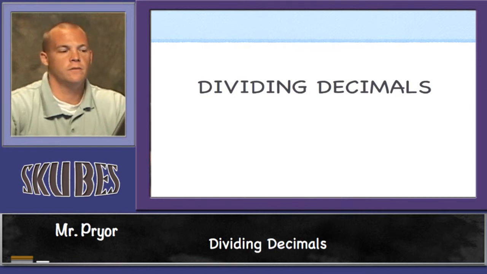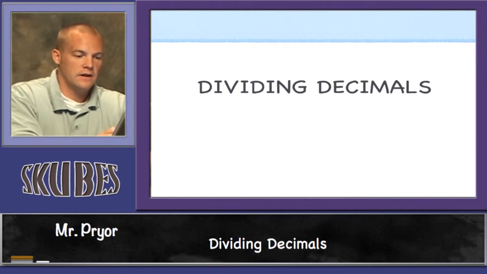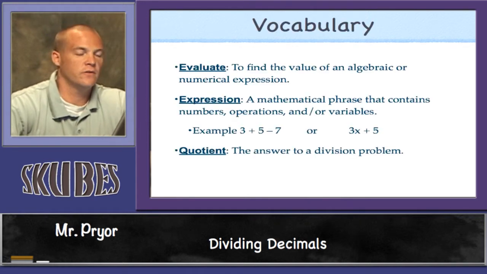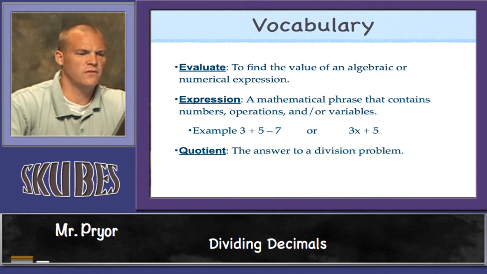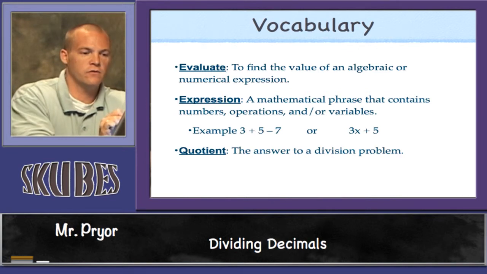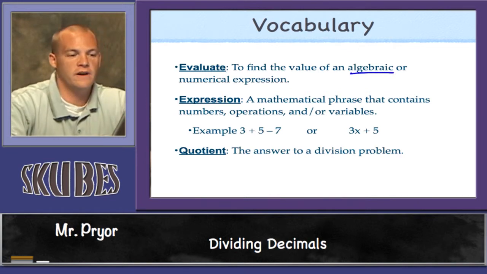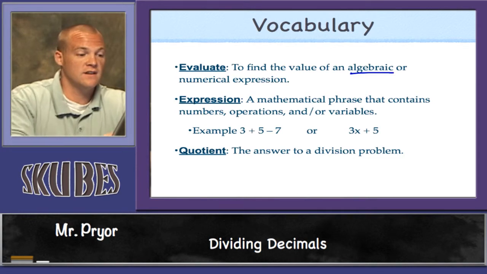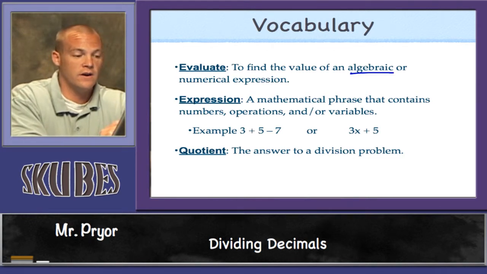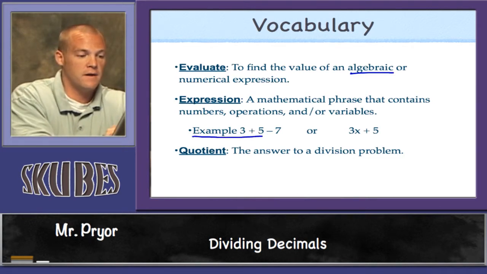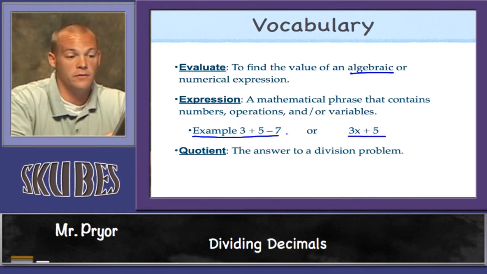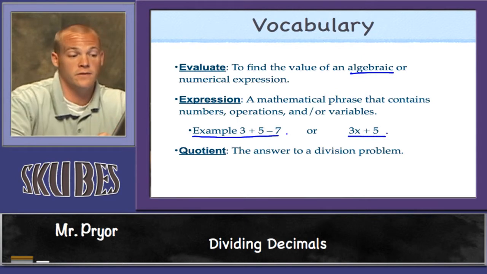I'm going to be talking to you about dividing decimals, and a couple of key things we need to know about that are just some terms like evaluate, which is simply to find the value of an algebraic or numerical expression. Algebraic, just including variables; numeric, just including numbers only. An expression, a mathematical phrase that contains numbers, operations, and or variables. And you can see some examples here at the bottom of some expressions. As you can see, some have no variables in them and some have variables in them.